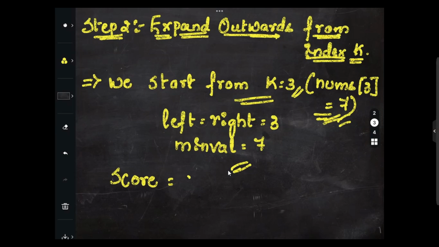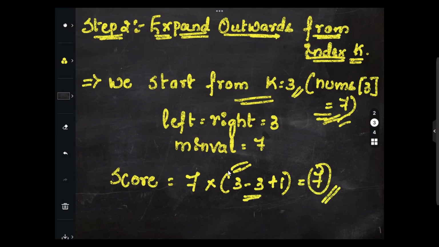So score will be 7 into 3 minus 3 plus 1. In this case, 3 minus 3 will be 0, 0 plus 1 is 1. 7 into 1 is nothing but 7 itself. In this case, score will be 7 itself.